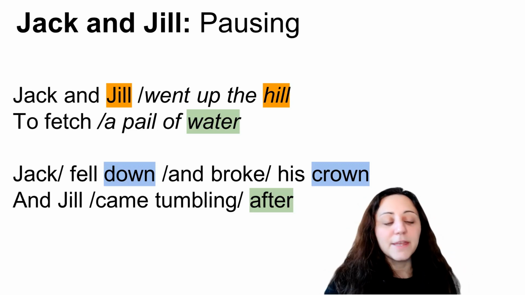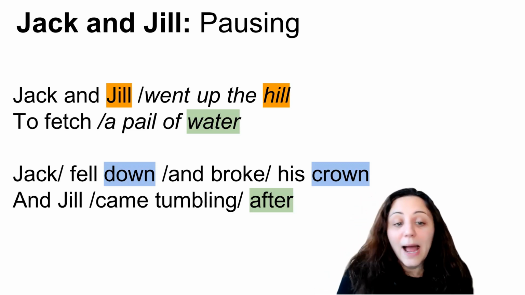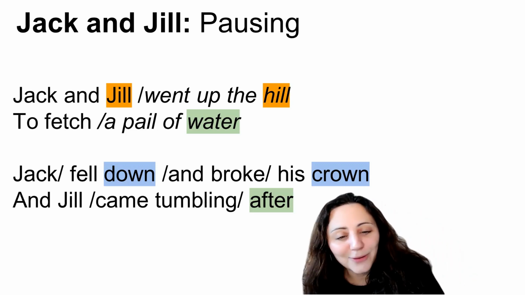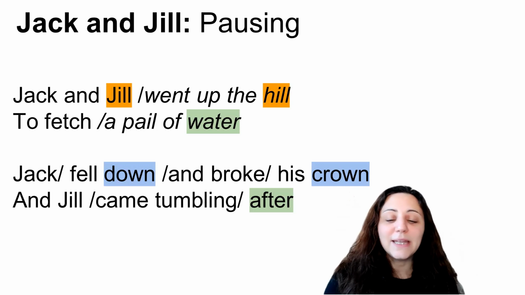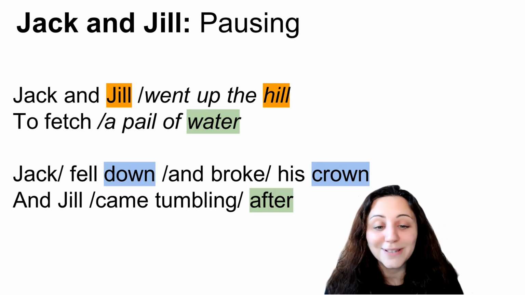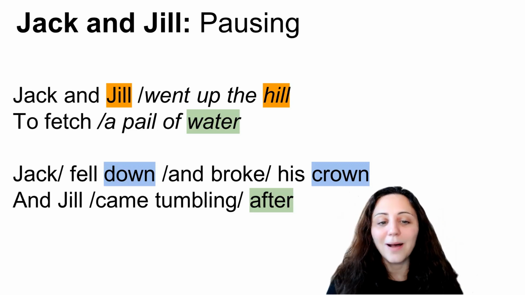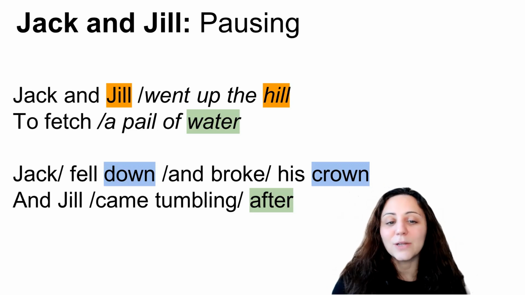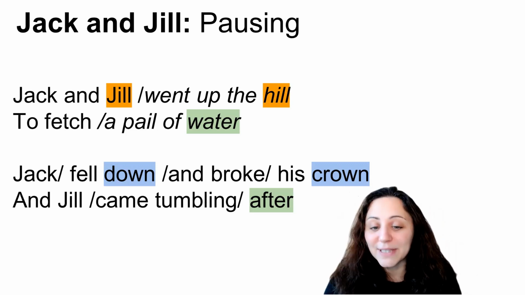The next sentence as well. Jack, what happened to him? He fell down and broke, what did he break? His crown. So this gives learners a sense of where we pause and where we kind of focus and where we make the emphasis.